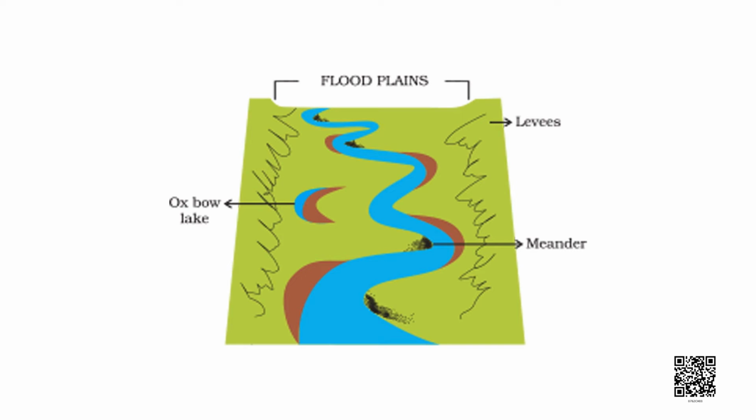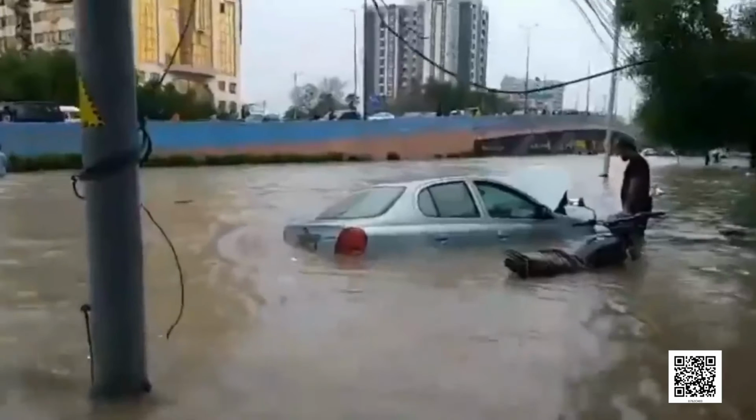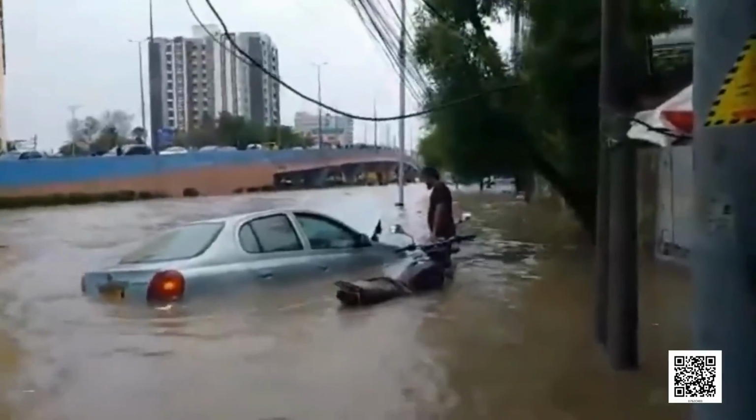Due to continuous erosion and deposition along the sides of the meander, the ends of the meander loop come closer and closer. In due course of time, the meander loop cuts off from the river and forms a cut-off lake, also called an oxbow lake. At times, the river overflows its banks. This leads to the flooding of neighboring areas.